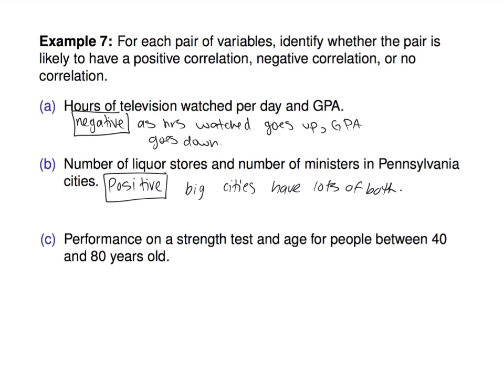Performance on a strength test and age. Negative. Your performance on the strength test tends to go down as you get older. Could you also say negative association rather than correlation? Well, the question did ask about correlation, so we should stick with what the question said. But negative association and negative correlation are going to be the same in the sense that they're either both negative or both positive. So performance goes down as age goes up.